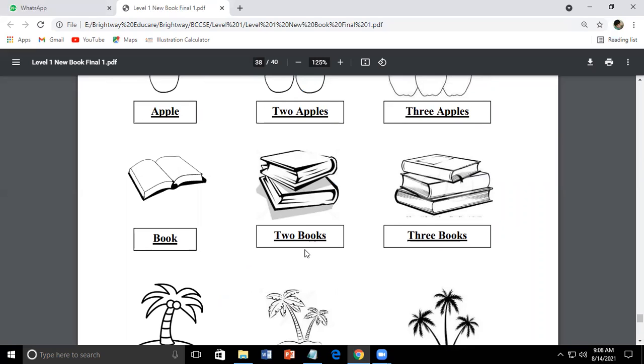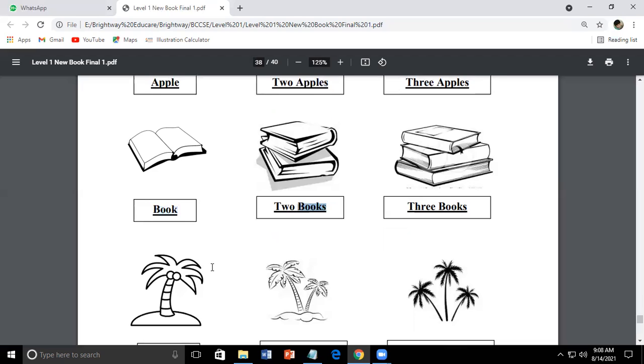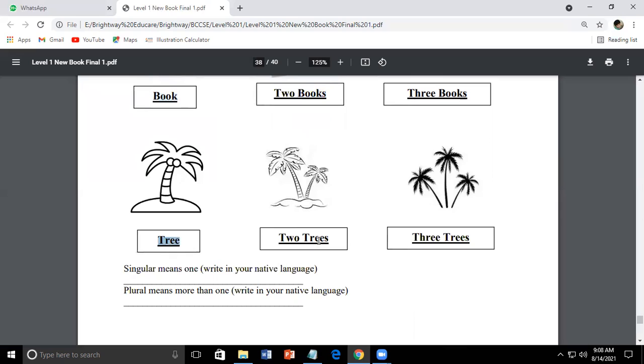And you will also notice that there is a pronunciation change, and it happens like this. Here, the pronunciation is apple, and here, the pronunciation is apples. So at the end, there is an extension of the sound of letter S. So apple, apples, book, books, tree, trees.